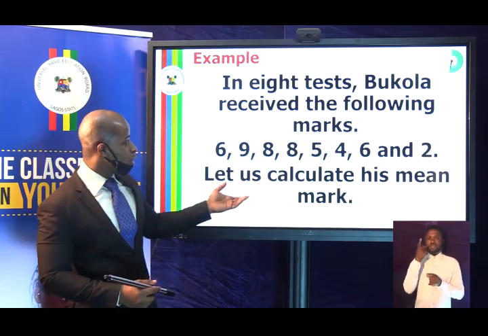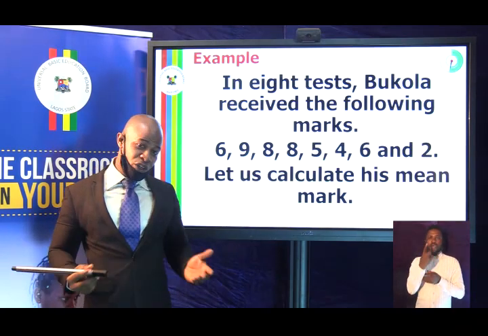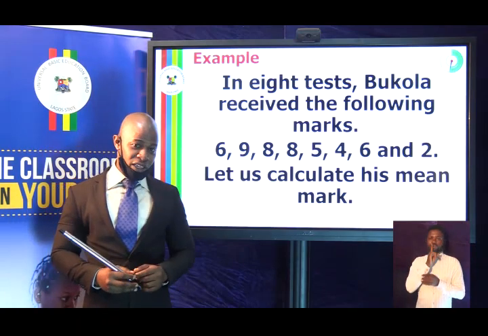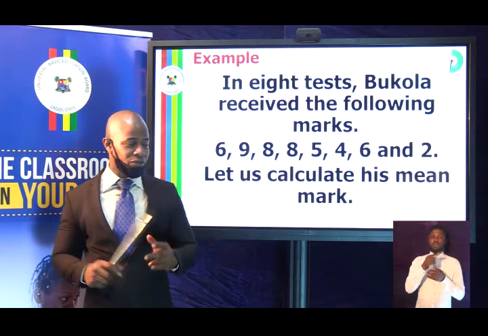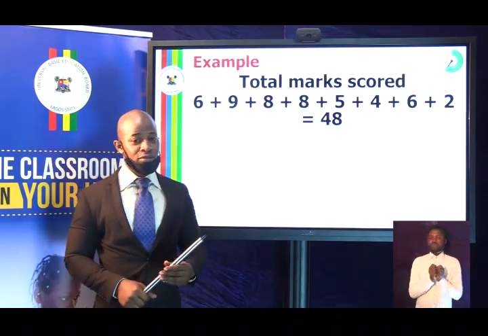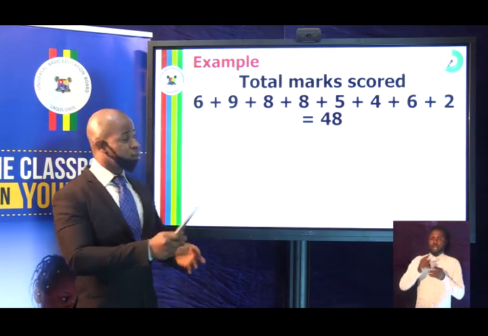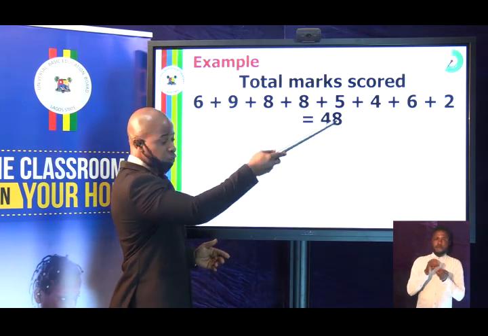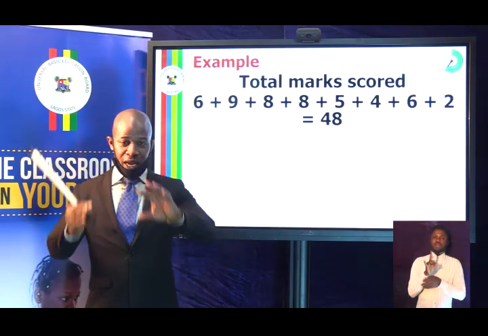So now, let us help Bukola's teacher to calculate Bukola's average score so that we can see how good a student Bukola really is, bearing in mind that the pass mark out of 10 is 5. So we add up Bukola's scores, 6 plus 9 plus 8 plus 8 plus 5 plus 4 plus 6 plus 2, everything gives us 48. So that's the total score.